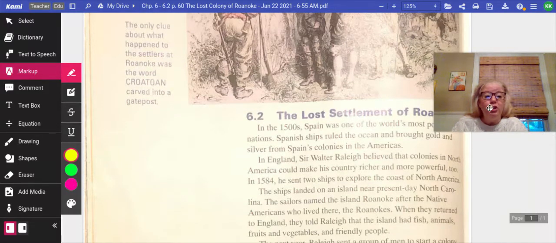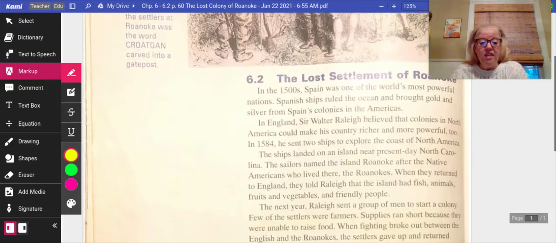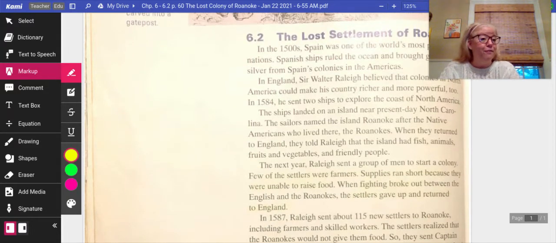In England, Sir Walter Raleigh believed that colonies in North America could make his country richer and more powerful too. And he was from England. In 1584, he sent two ships to explore the coast of North America. And again, remember, they are looking for gold and riches and other things that they think are in North America, in places that they really are not. The ships landed on an island near present-day North Carolina. The sailors named the island Roanoke after the Native Americans who lived there, the Roanokes. So it was the Roanoke tribe. When they returned to England, they told Raleigh that the island had fish, animals, fruits and vegetables, and friendly people.